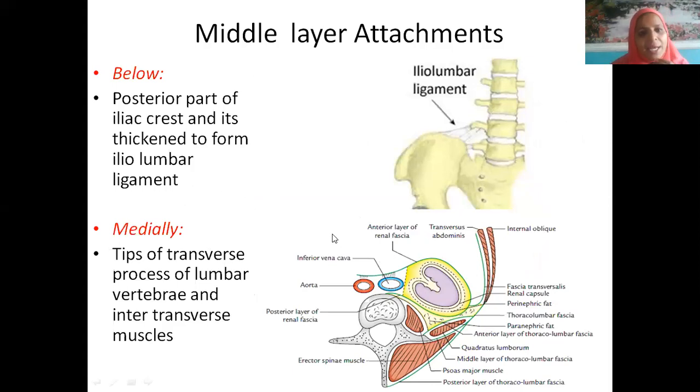Okay, middle layer inferiorly, it is attached to the posterior part of the iliac crest. Okay, and thickened to form iliolumbar ligament. Actually this ligament is nothing but thickening of the middle layer of the thoracolumbar fascia. Medially again, tips of the transverse processes of lumbar vertebrae, same thing, and inner transverse muscles.